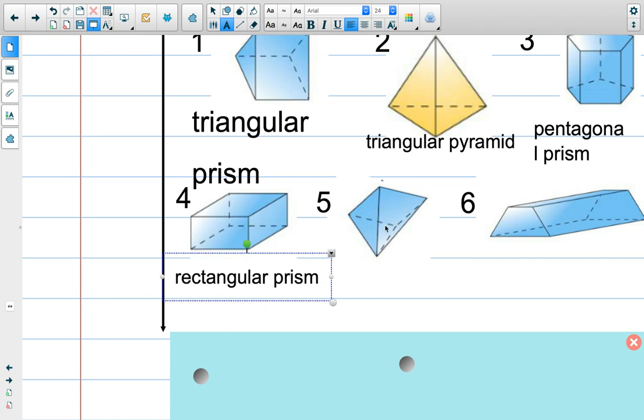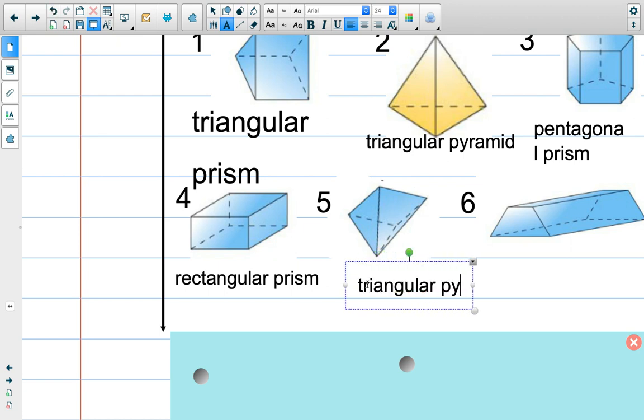This one comes to a point, but it's upside down. Don't let that fool you. Still has a rectangle for the base, triangles for its side faces. So this would be a triangular pyramid.